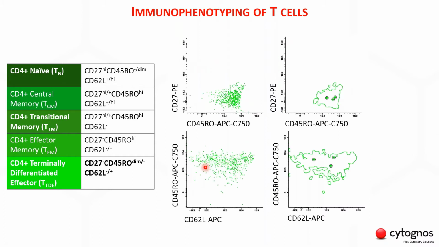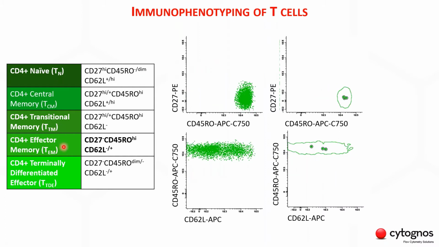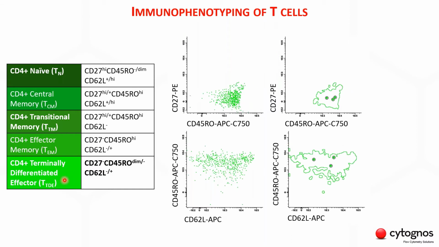And what happened with the effector memory T cells? We see on the plot that they are negative for CD27 but positive for CD45RO, and they present variable expression of CD62L. And finally, the terminally differentiated effector cells. These cells are CD27 negative and CD45 dim or negative, and they show variable expression of the CD62L marker.